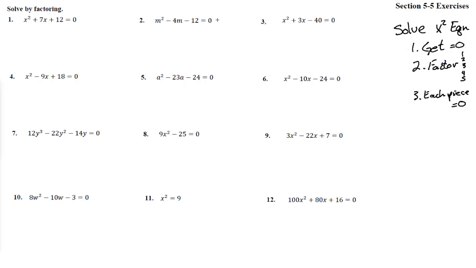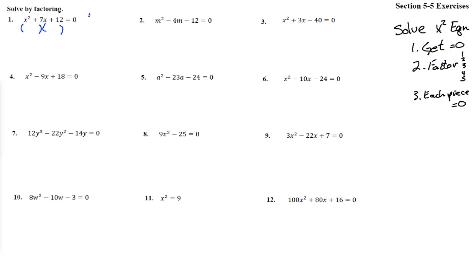Get equal to 0. Notice that all of these are already equal to 0, except for that one right there. We'll have to work on him, but all of these are equal to 0. We're at equal to 0 now, so now we factor. So we consider, do we have a greatest common factor? No. How many terms? 1, 2, 3. 3 terms. Leading coefficient 1, that means this is going to be a fast one.